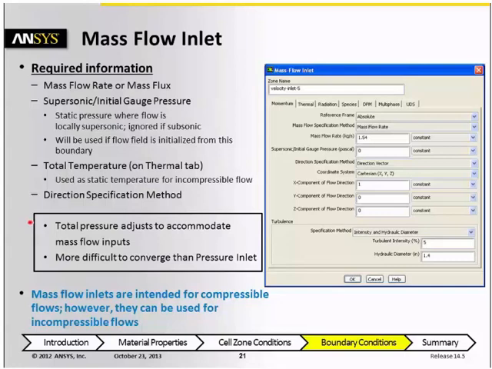When a mass flow inlet is used, the solver has to adjust the total pressure to accommodate the mass flow inputs. So for compressible flows, this can be more difficult to converge than a problem with a pressure inlet. On the other hand, for incompressible flows, the opposite is true. Mass flow inlets are intended for use with compressible flows. However, they can also be used for incompressible flows, and they're a fully valid inlet condition for such a flow.